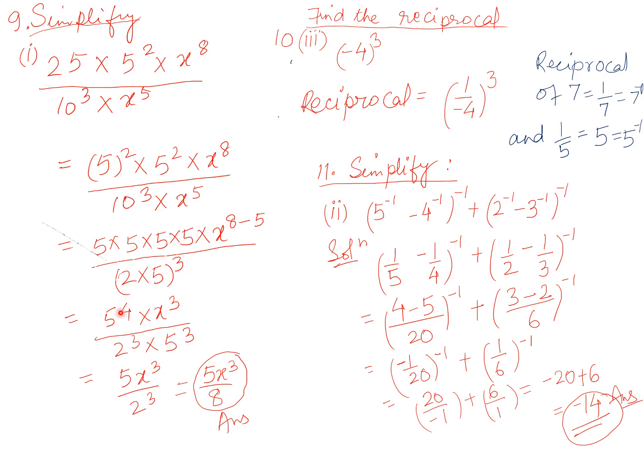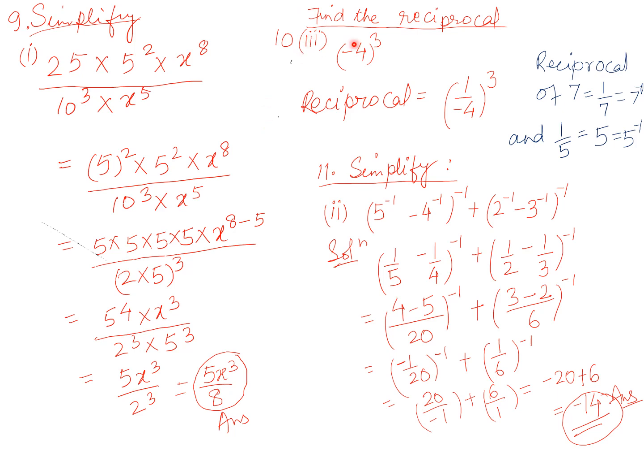Now 5 to the power 4 divided by 5 to the power 3. So they can be cancelled. 4 minus 3 is 1. So 5 to the power 1 means 5 is left. x to the power 3 is left. Divided by 2 to the power 3 is left. Now 2 to the power 3 is how much? 8. So the answer is 5 into x to the power 3 divided by 8.